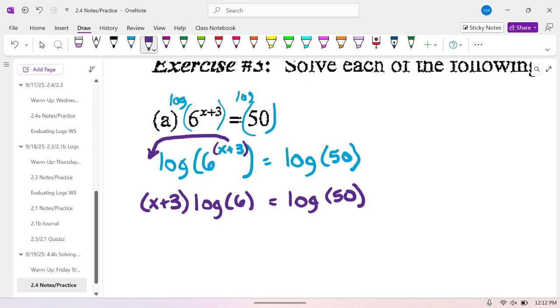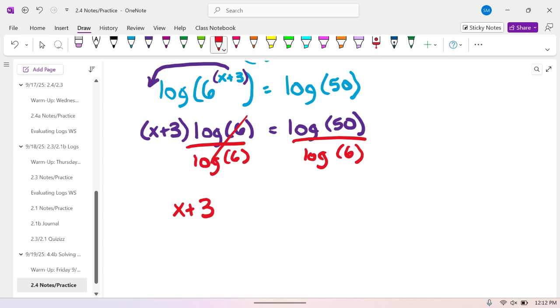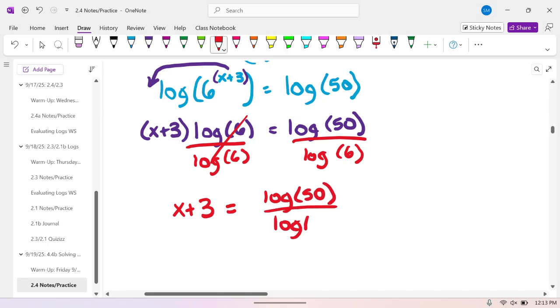Again, same process as what we were originally doing. I said there's just going to be one extra step at the end. So this will be log of 6, divide by log of 6. That goes away, and I get x plus 3, and I can drop the parentheses since the log of 6 is gone, is equal to log of 50 over log of 6.